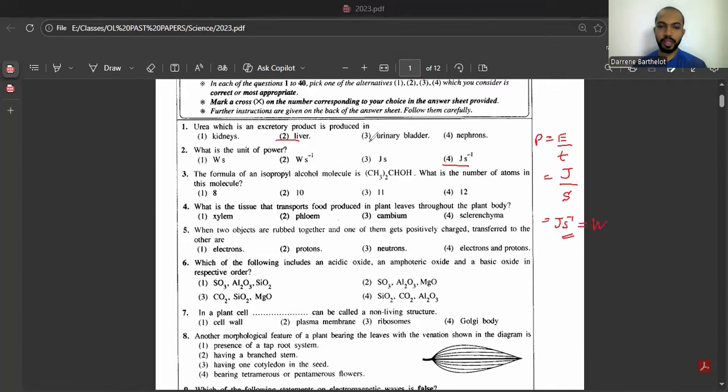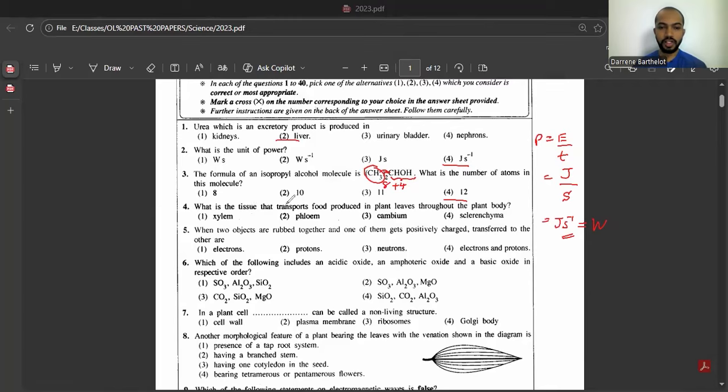Then question number 3. The formula of an isopropyl alcohol molecule is (CH3)2CHOH. What's the number of atoms in this molecule? So if you carefully consider this CH3, it has 4 atoms, right? 1 carbon and 3 hydrogen. Altogether it contains 4 atoms, 4 times 2. So 4 times 2 should be 8, and there are 4 other atoms as well. So altogether 8 plus 4, the answer is 12.